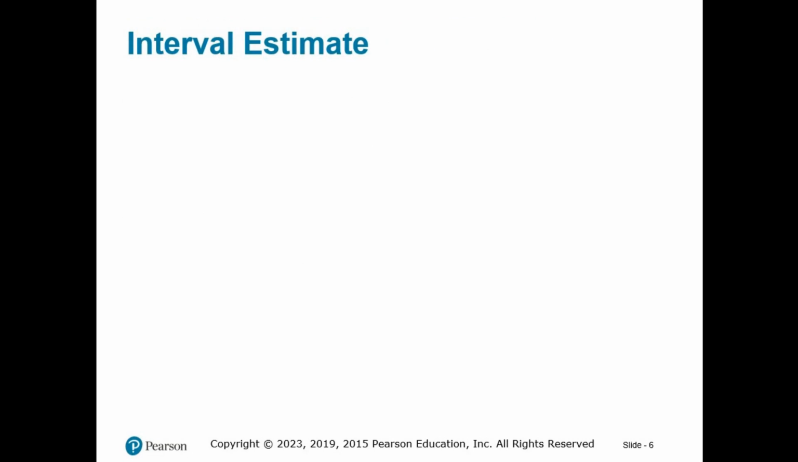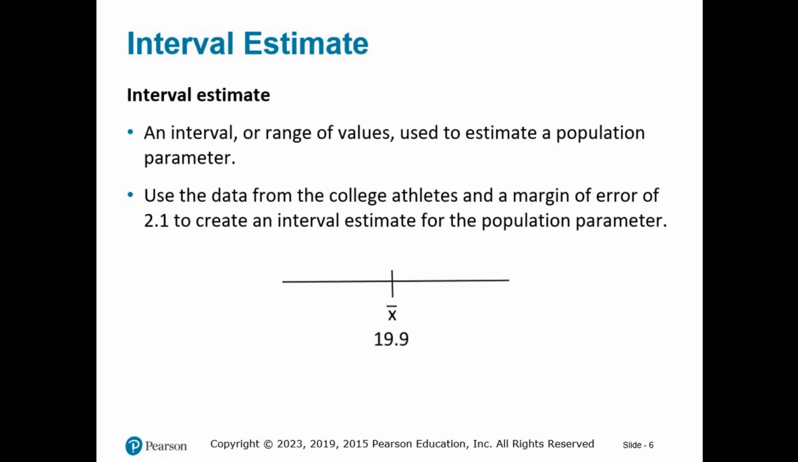So here's a quick example. Using the data from the college athletes and a margin of error of 2.1, create an interval estimate for the population parameter. We're going to use the point estimate as the middle of our interval, and we said that the value was 19.9, so that's our x bar. Then we add and subtract the margin of error to that value.